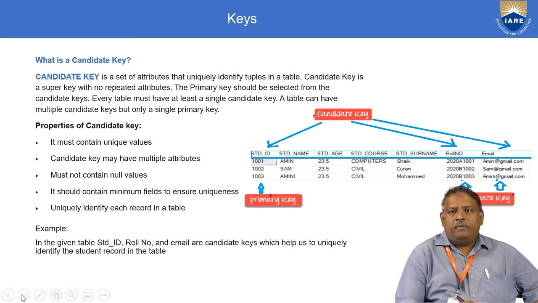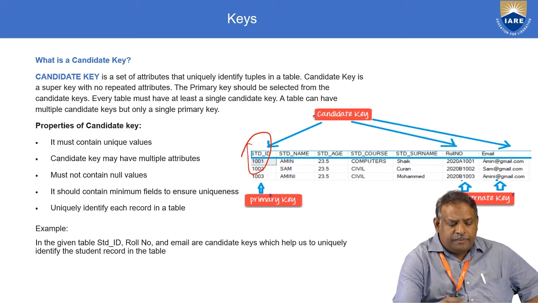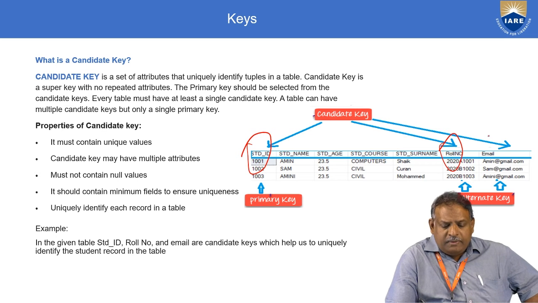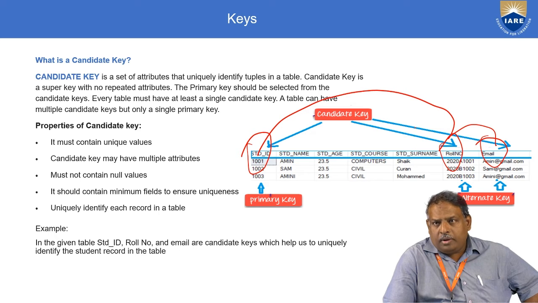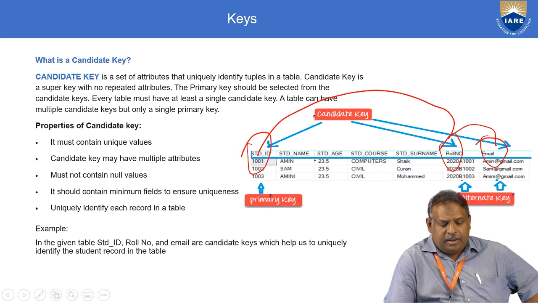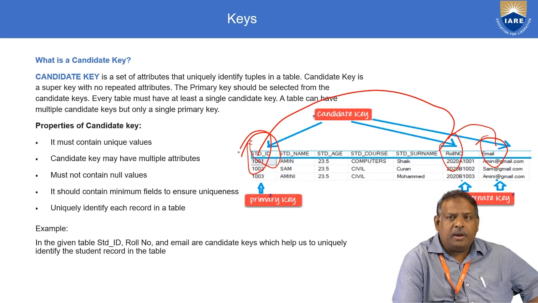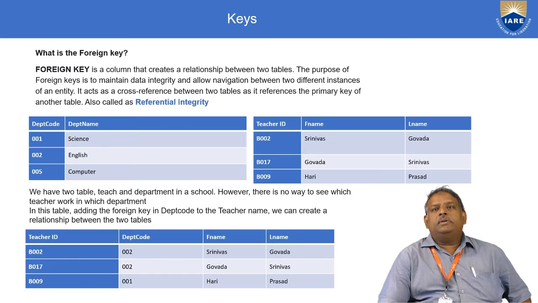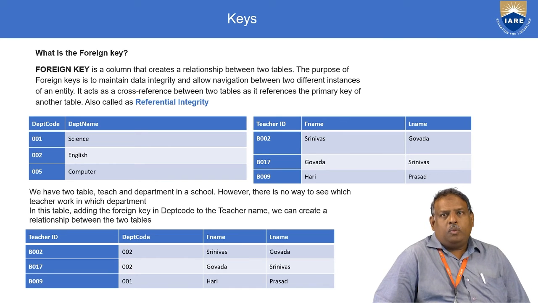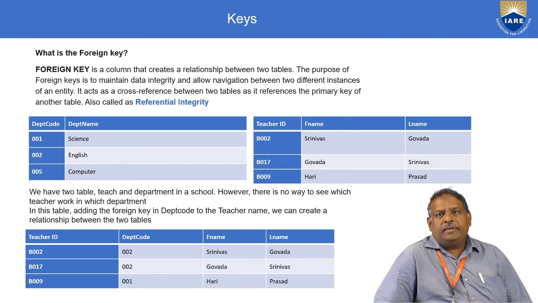Right, now here student_id, then we had roll number, then we had email. These three can be a candidate key, and one of these keys can be made as a primary key. In this case, we have made student_id as a primary key. Okay, this was the fourth key. Next is the foreign key. What is foreign key? Foreign key is a column that creates a relationship between two tables.